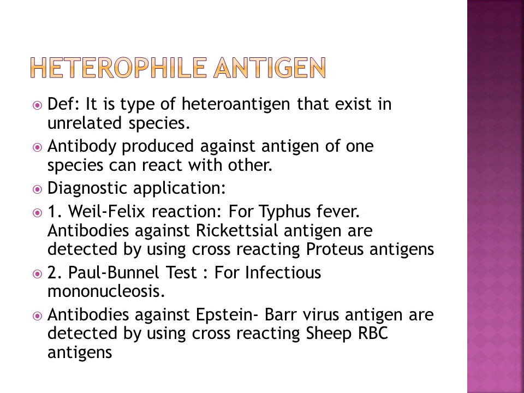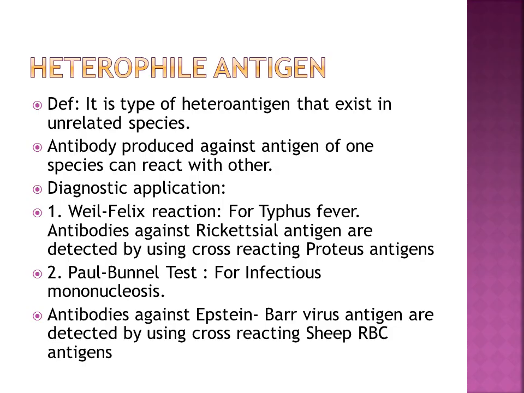Now we will see in detail about heterophile antigen. So what is the definition? It is a type of heteroantigen that exists in unrelated species, that is different species. Antibody produced against antigen of one species can react with the other. So this mechanism is used as a diagnostic application in a few tests. An example of that is first the Weil-Felix reaction. It is used for the diagnosis of typhus fever. In that, antibodies against rickettsial antigen are detected by using cross-reacting Proteus antigens.